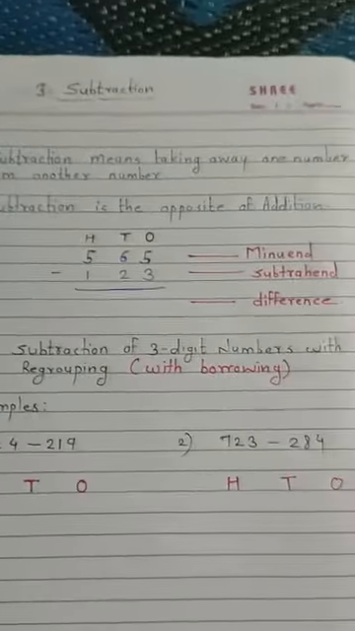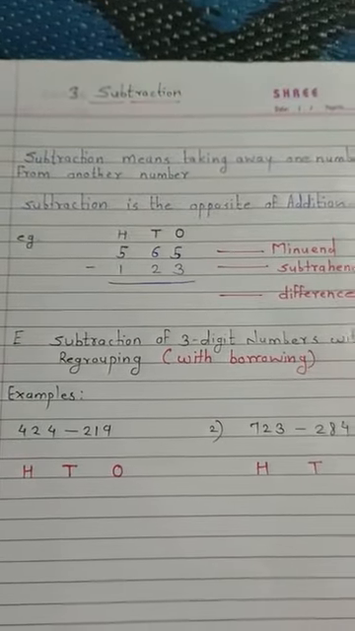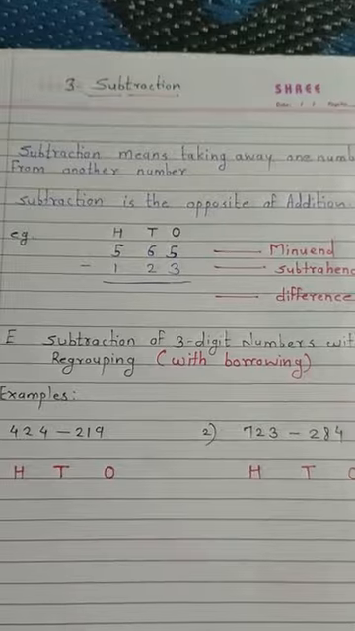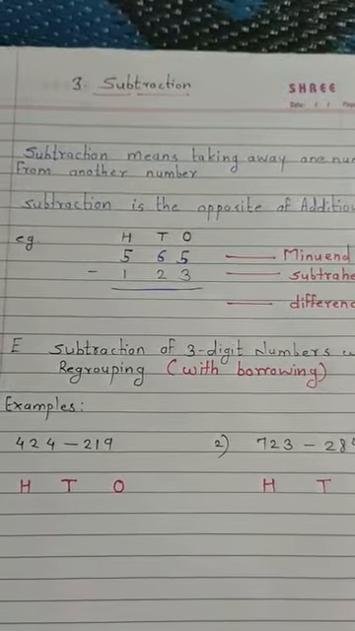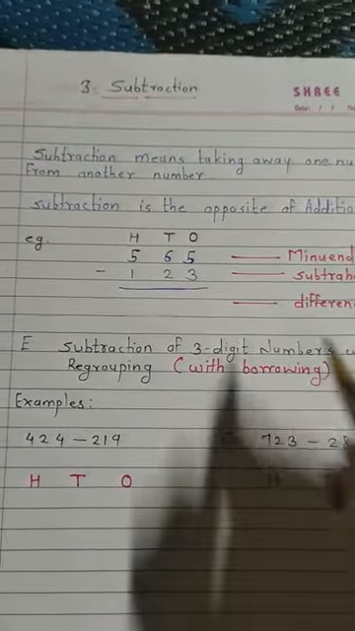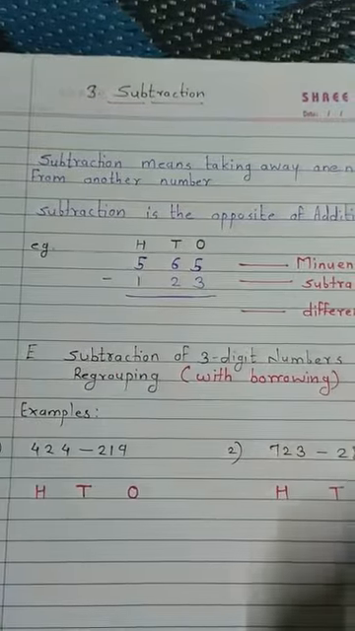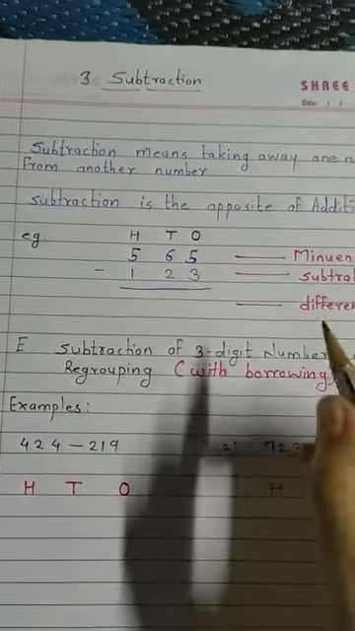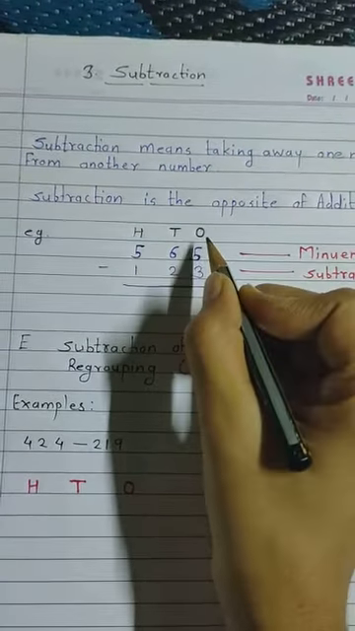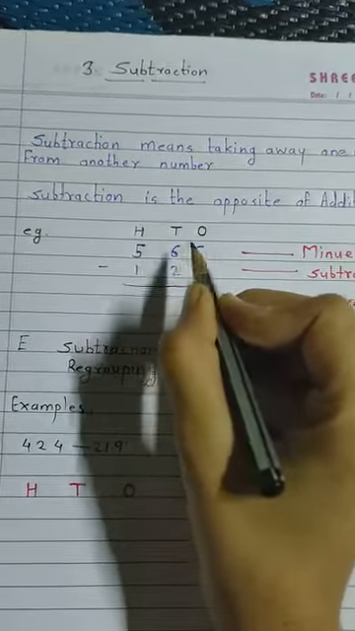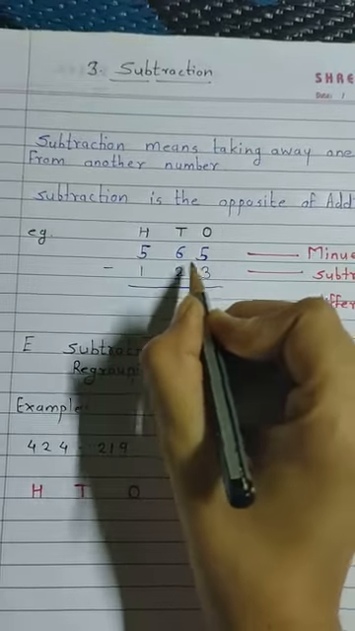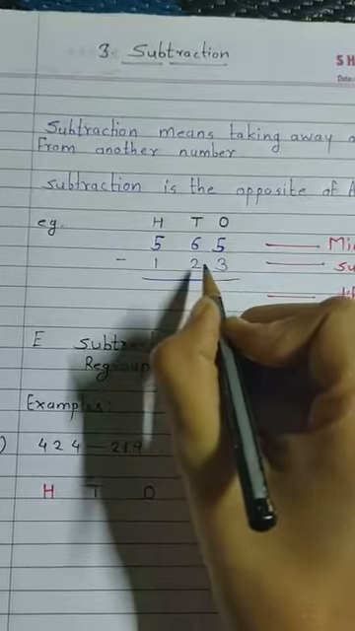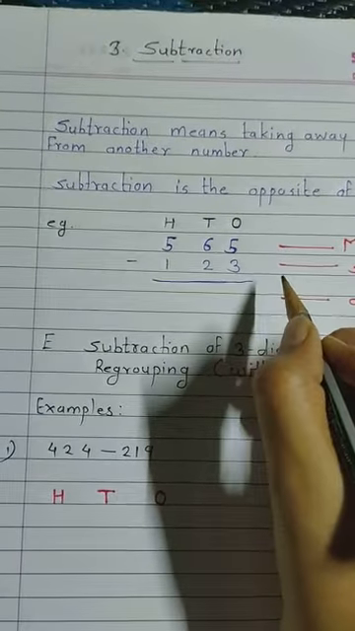Subtraction means taking away one number from another number. Subtraction is exactly opposite to addition. For example, the first number is 565 and the second number is 123. I have arranged it in the form of columns: ones, tens and hundreds. So you know how we do the subtraction.